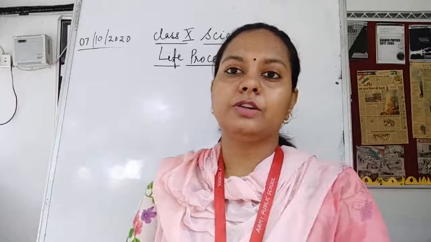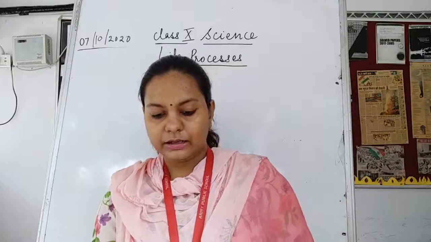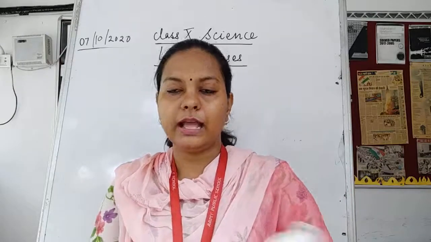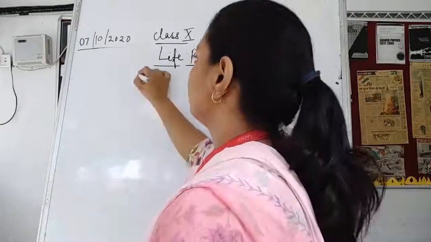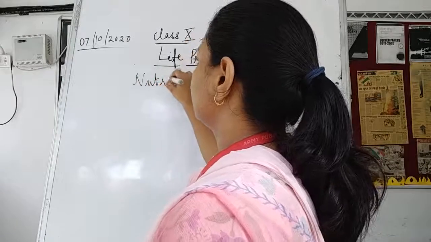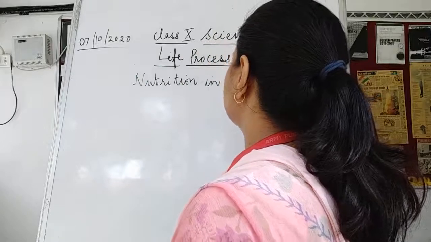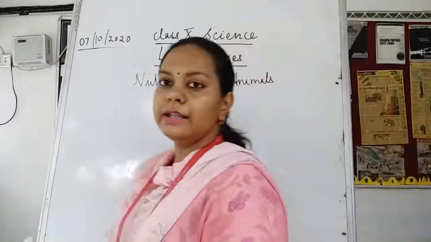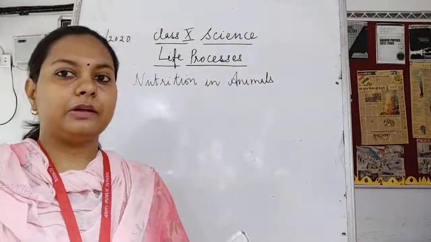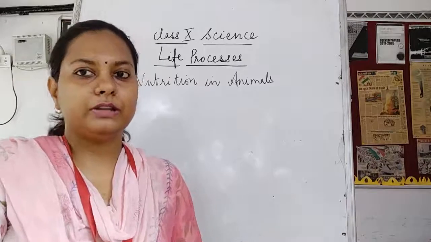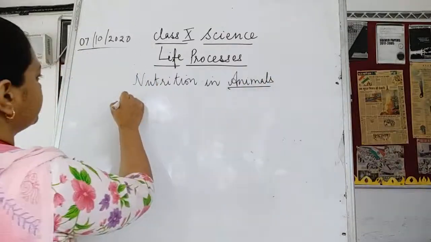So with this, nutrition in plants is completed, and now we'll start a new topic, that is nutrition in animals. We'll go on to the second part of this chapter. As we have studied the plants, we'll study the animals also. Here, animals undergo the heterotrophic mode of nutrition.